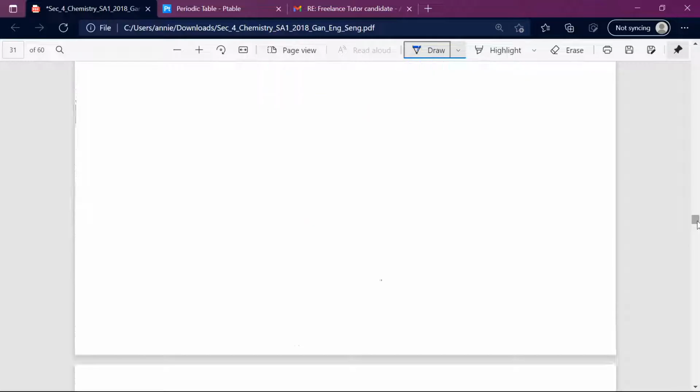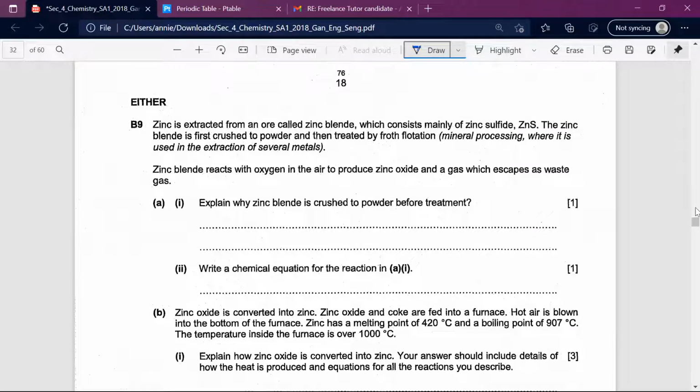Okay, let's move on to the next question. Zinc is extracted from an ore called zinc blende, okay, which consists of zinc sulfide. The blende is first crushed to powder and then treated by roasting, which is used in the extraction of several metals. Okay, zinc blende reacts with oxygen in the air to produce zinc oxide and a gas, which escapes as a waste gas. Okay, so this zinc blende reacts with oxygen and produces zinc oxide.